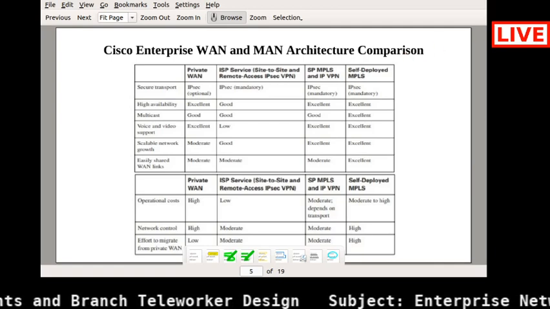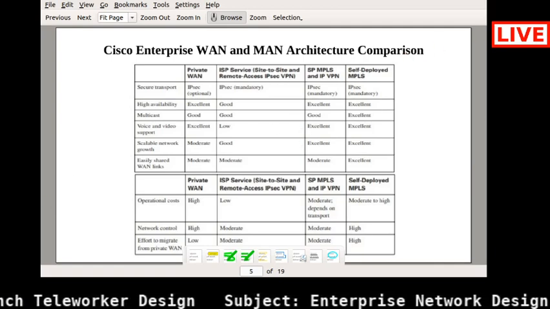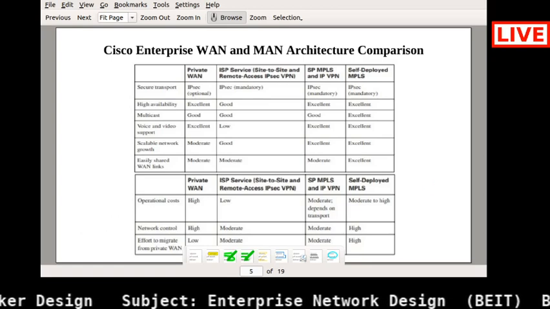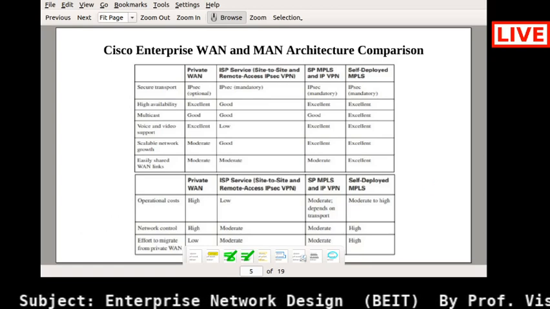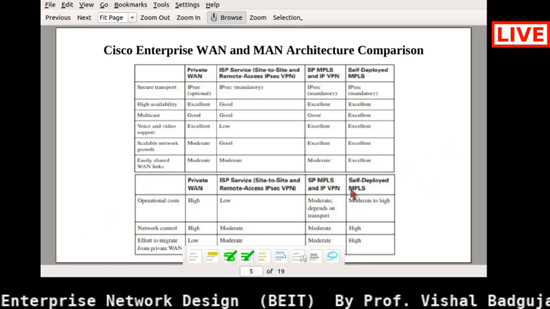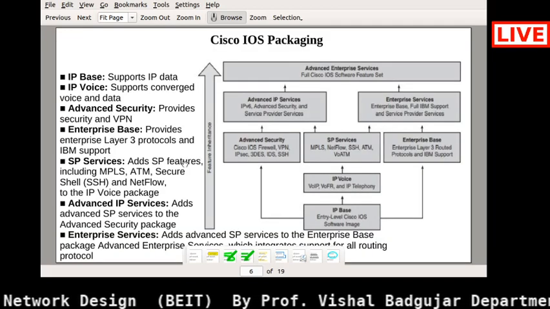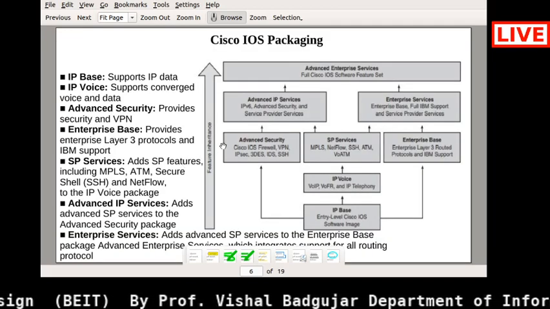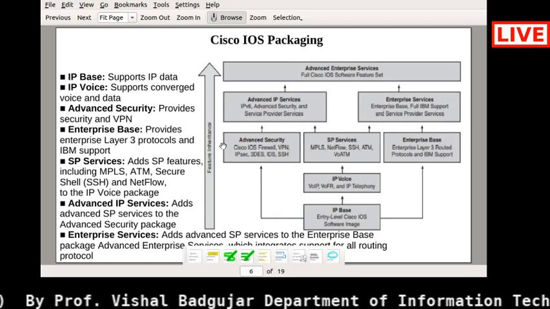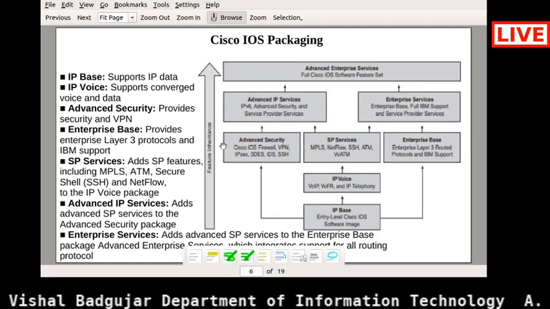Okay, so now we will see the different edge components. What are the different edge components we need to select for this WAN and MAN design?